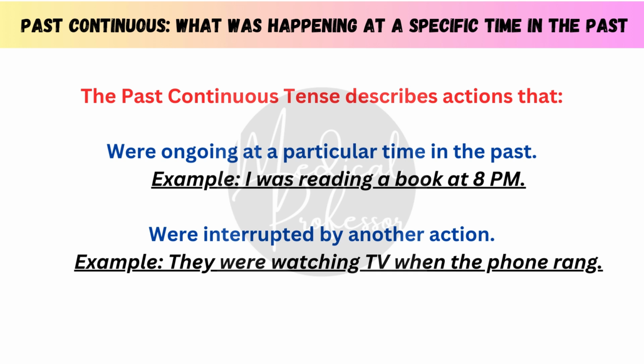Past continuous tense. The past continuous tense describes actions that were ongoing at a particular time in the past. For example, I was reading a book at 8 p.m. It also describes actions that were interrupted by another action. For example, they were watching TV when the phone rang.